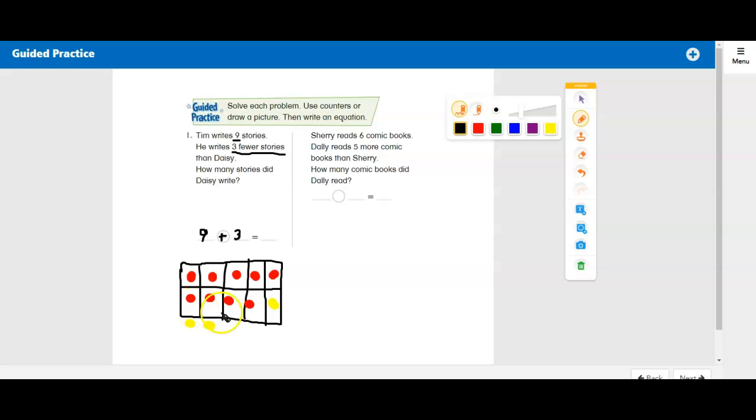So if I know this is 10, then I need to add the 2 more down here. So I would count on. So I have 10, 11, 12. Well, 10 plus 2 is the same as saying I take my 9 red counters and my 3 yellow counters, and I also get 12. So we can show our work drawing a picture by drawing a tens frame.